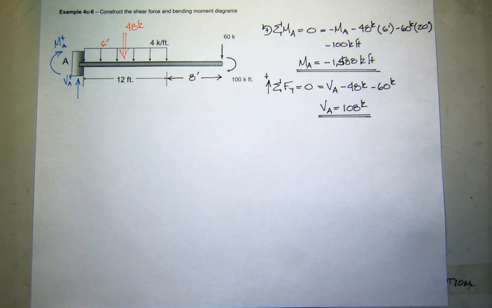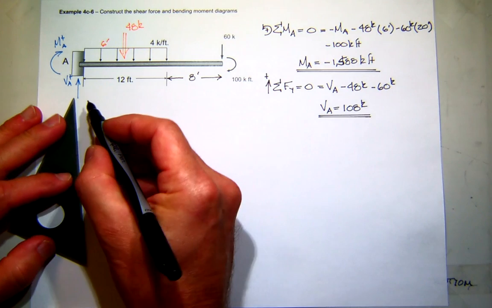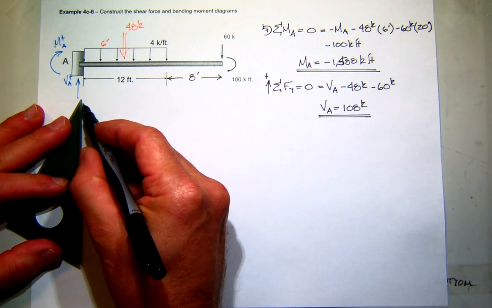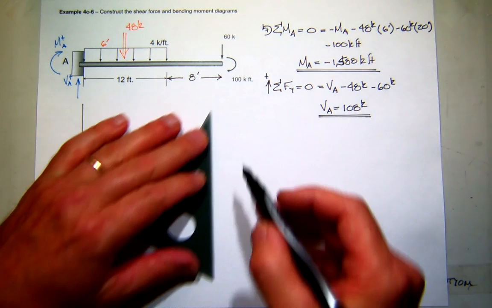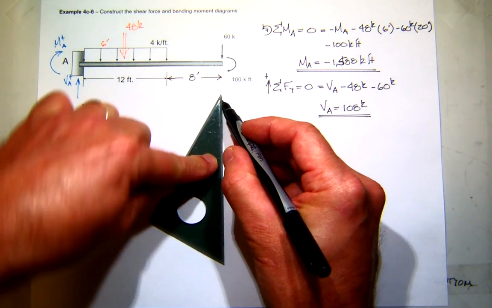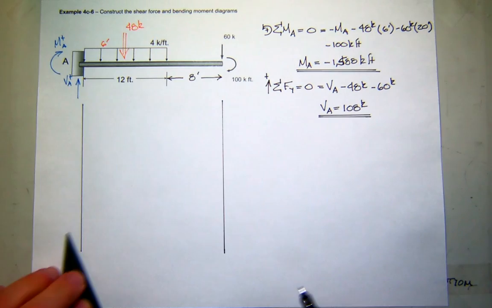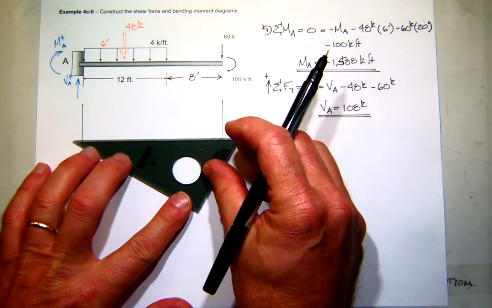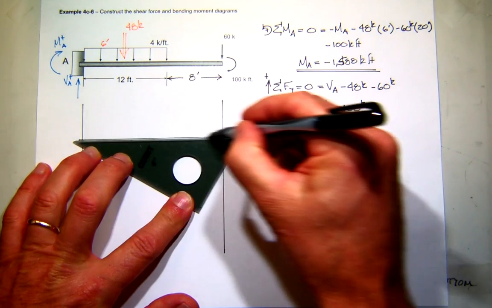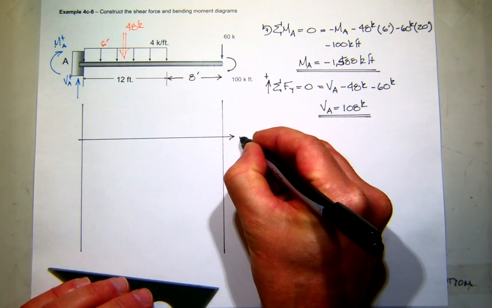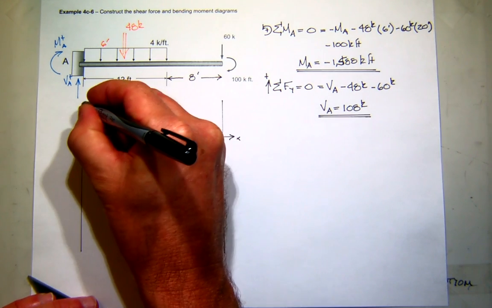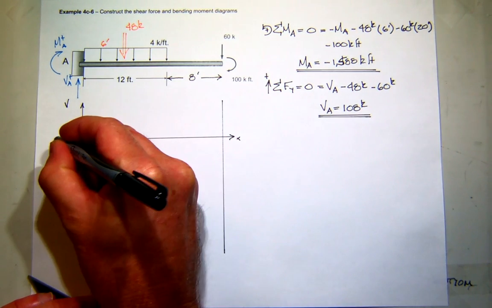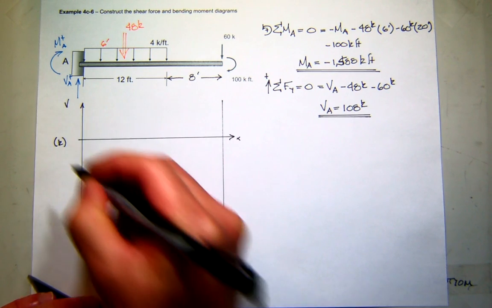Okay? So reactions, that's pretty easy. So now we can make a template. There's the extent of my beam, left and right. I'll go ahead and for the shear diagram establish an axis, positive x, positive shear. All my values will have units of kips.